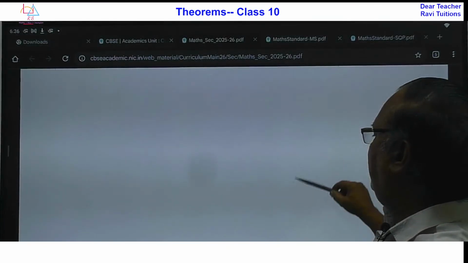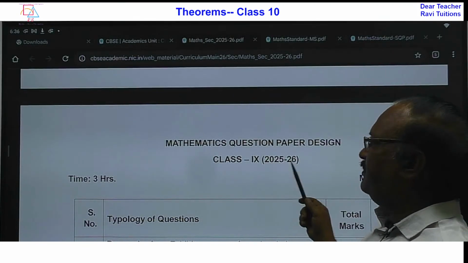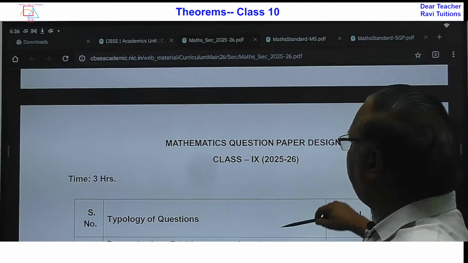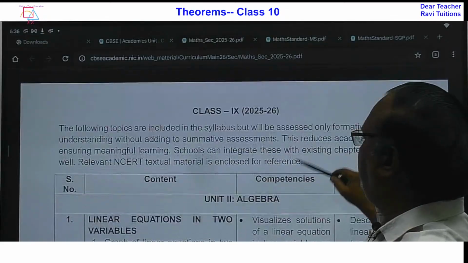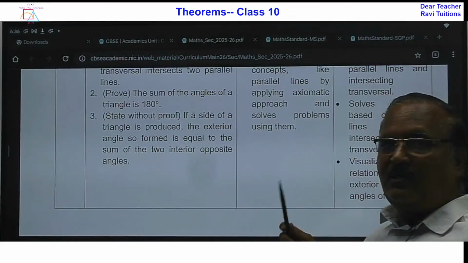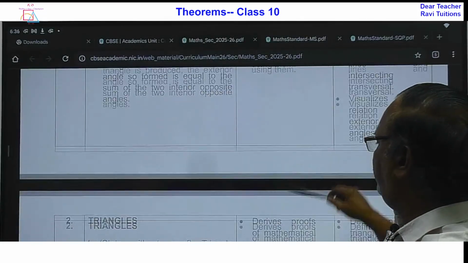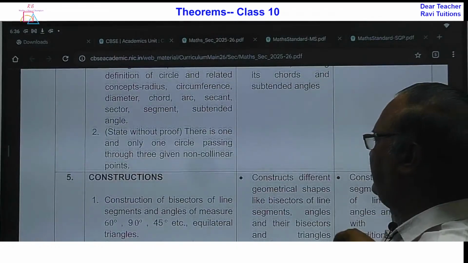Now 10th class will come. Maths question paper design. Question paper design is also given by CBSE. How the questions, what questions will come for MCQs, etc. All these things are given in detail.